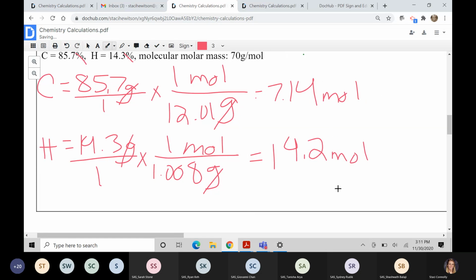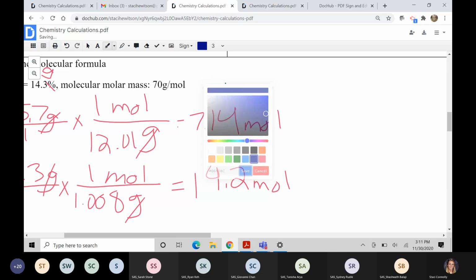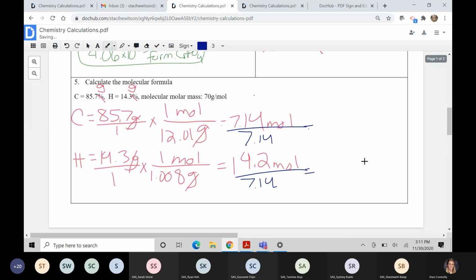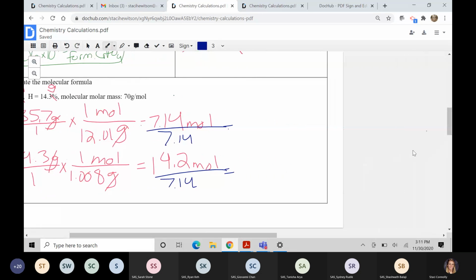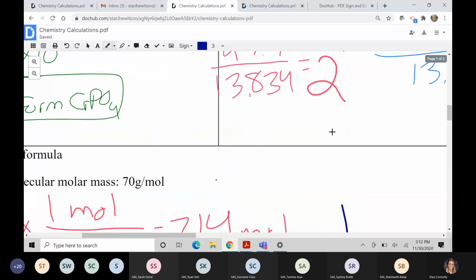Our next step is to divide by the smallest number of moles. So we're going to divide both of these by 7.14 because that's the smaller one, right? And I apologize for the crazy, messy handwriting. It's kind of hard to write on this. When you divide 7.14 by itself, you get 1. Divide these two, you're going to get something really close to 2. So our empirical formula is C1H2.